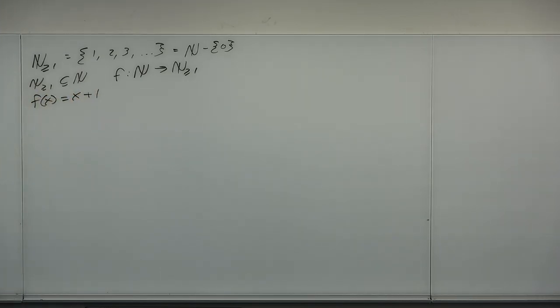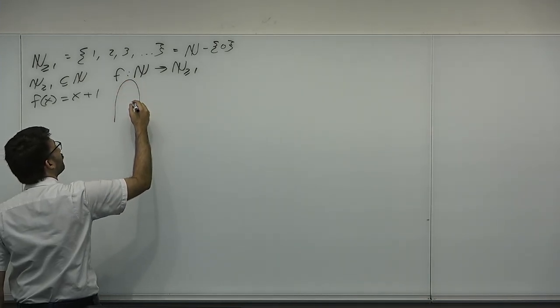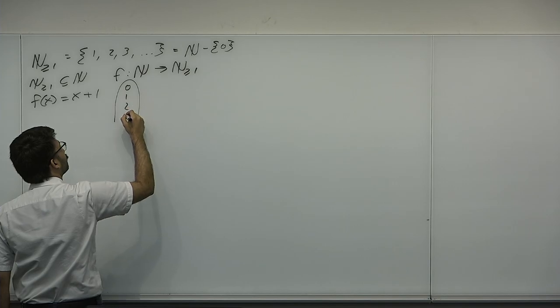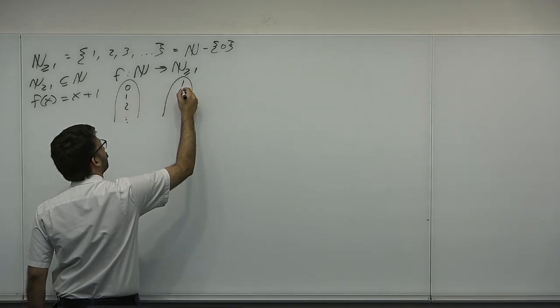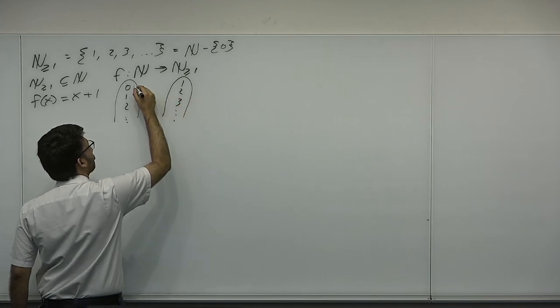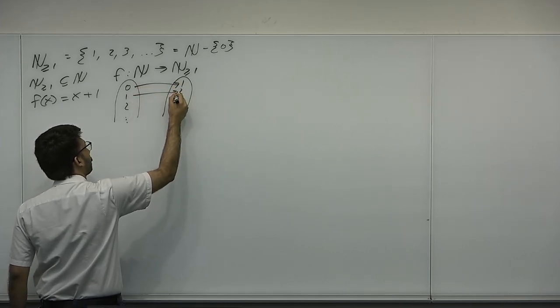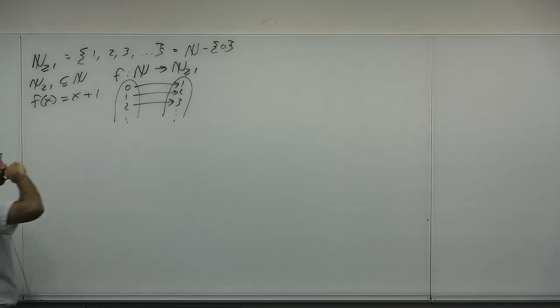I will leave you to prove that is a bijection. It's injective and surjective. Obviously it is, right? This takes on 0, this takes on 1, this takes on 1, this takes on 2. Another thing I can do is the spaghetti diagram: 0, 1, 2, 1, 2, 3. Right, obviously bijective. Maybe work out the proof if you want to fill in your own details.